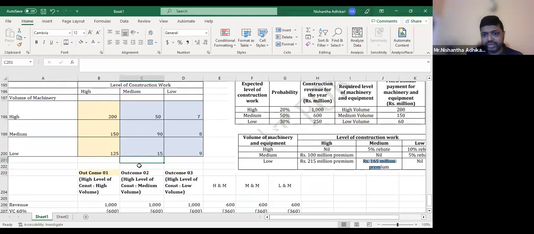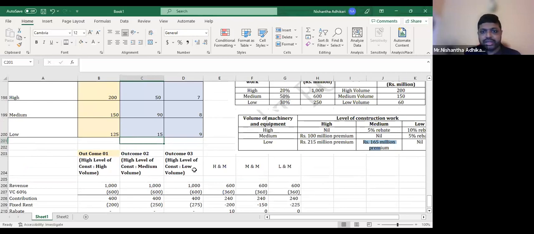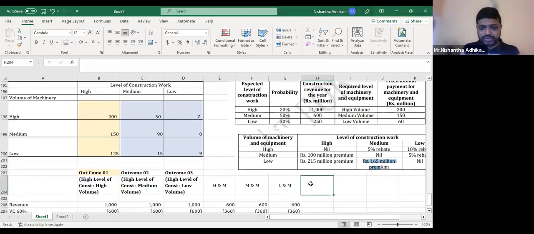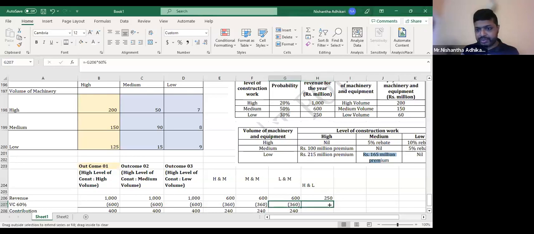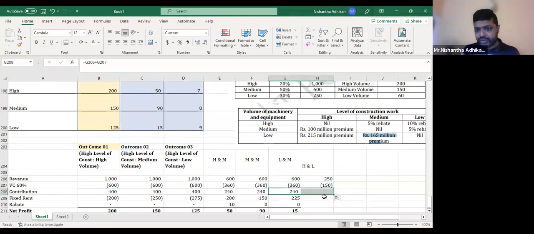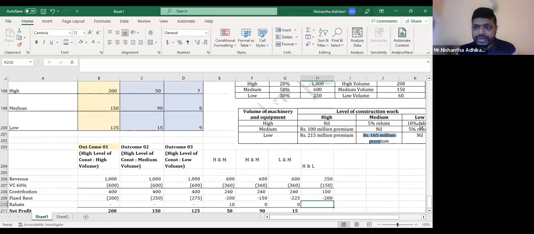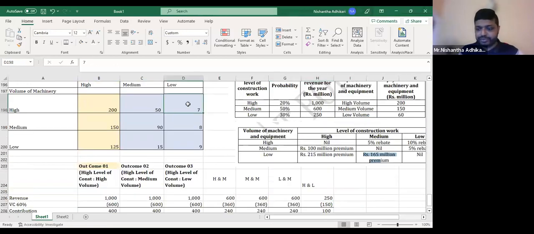Right, 6 outcomes we have worked out. Shall we work out the balance? Now you have the low level of construction work, right? You will order a high level of machinery and low level construction. Your construction revenue will be 250 million. Variable cost is 60%, which means 150, then contribution will be 100 million. If you order a high level of machinery, you have to pay 200 million. Then you will get a 10% rebate of this, that is 20 million. Then you will end up with an 80 million loss.